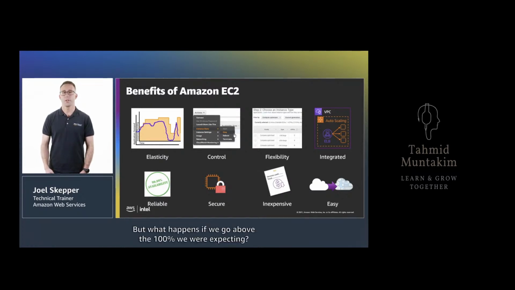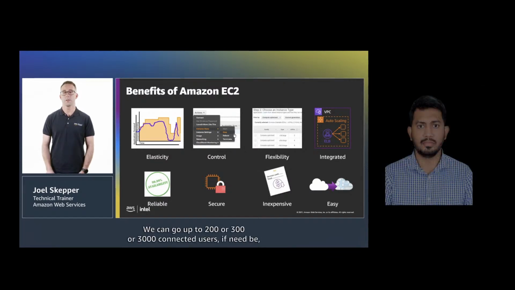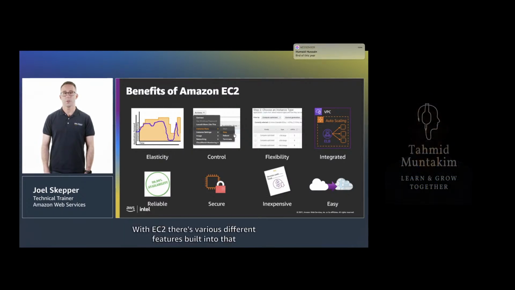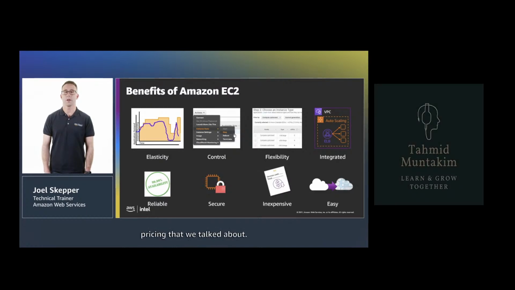But what happens if we go above the 100 we were expecting? We have the ability to increase the number of instances that serve the web traffic. We can go up to 200 or 300 or 3,000 connected users if needs be by increasing the number of resources under the hood. With EC2, there's various different features built into that to give us the ability to scale up or down, in or out, so we can take advantage of that pay-as-you-go pricing that we talked about.